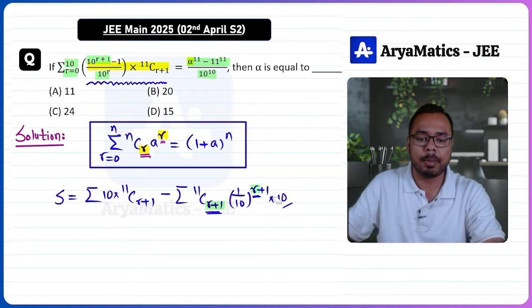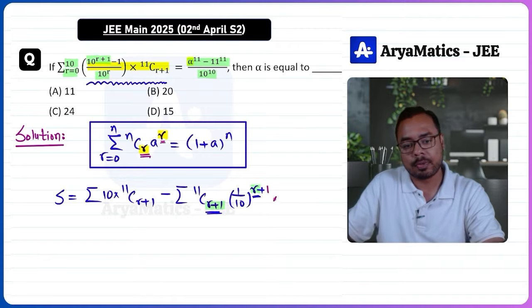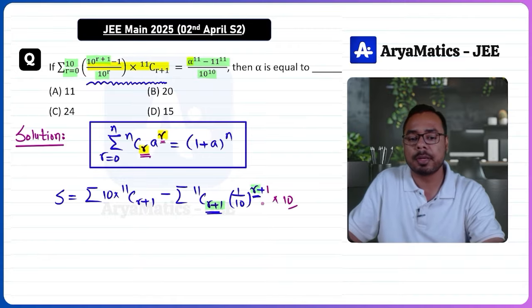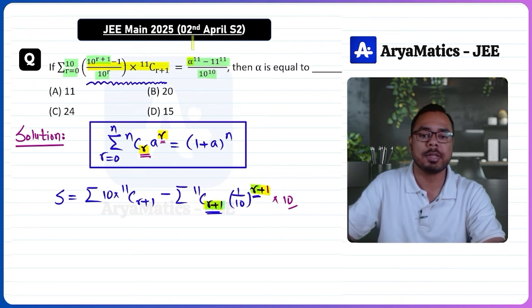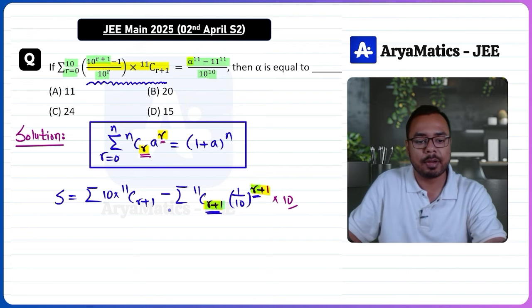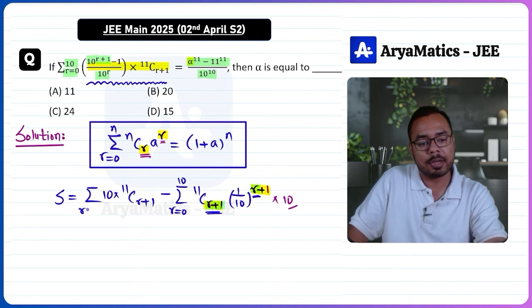So this is one important step here, because if I have to create r plus 1 and then into 10, so now these two numbers are the same. Here we have r plus 1 and here also we have r plus 1. And now we can use that standard formula. Also the limit for r is from 0 to 10, and here also the limit for r is from 0 to 10.